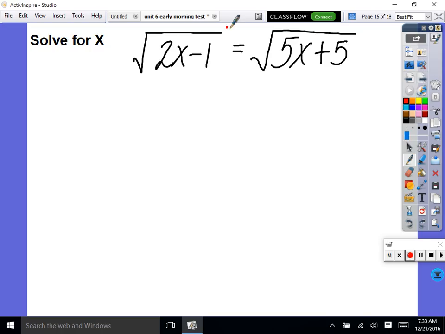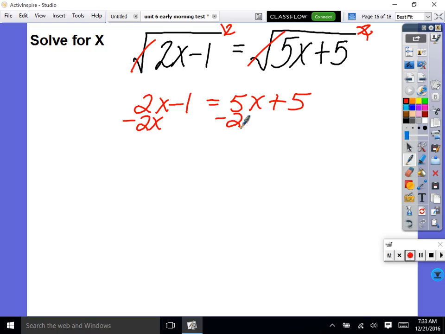Solve for x. So what would we do? We'd square both sides, correct? Root cancels out with power. So we have 2x minus 1 equals 5x plus 5. Solve for x. So wouldn't we subtract 2x? We're trying to combine our x's. So negative 1 equals 3x plus 5.